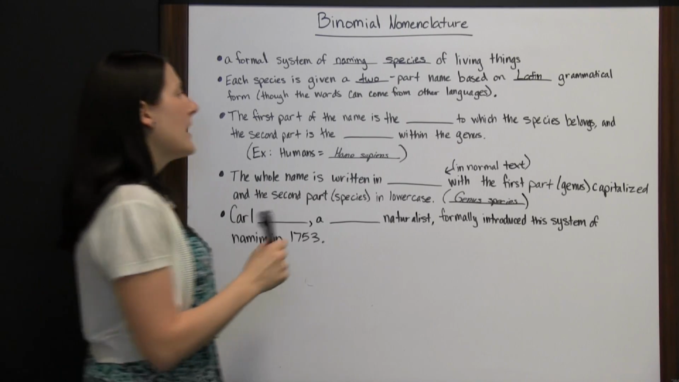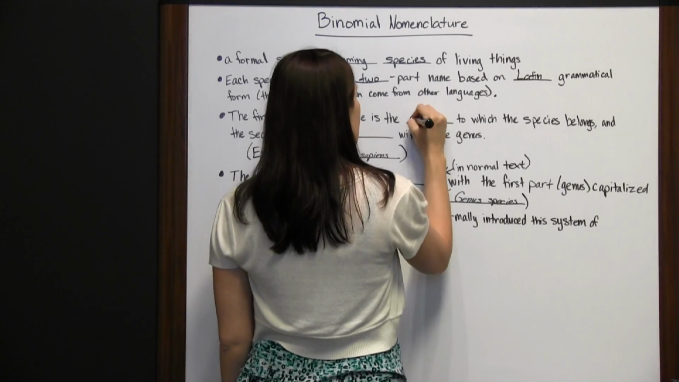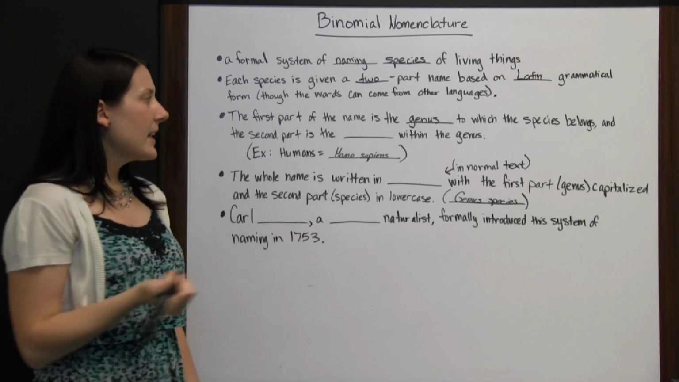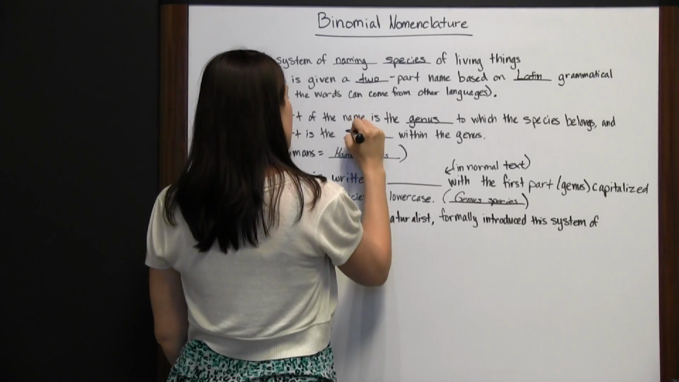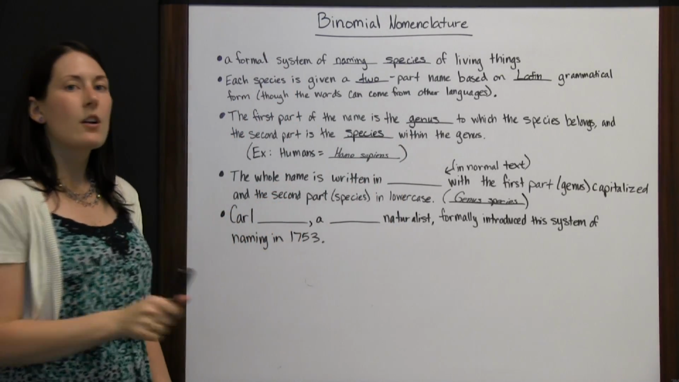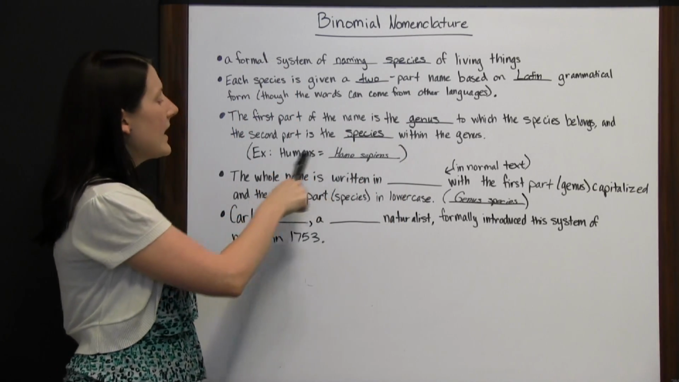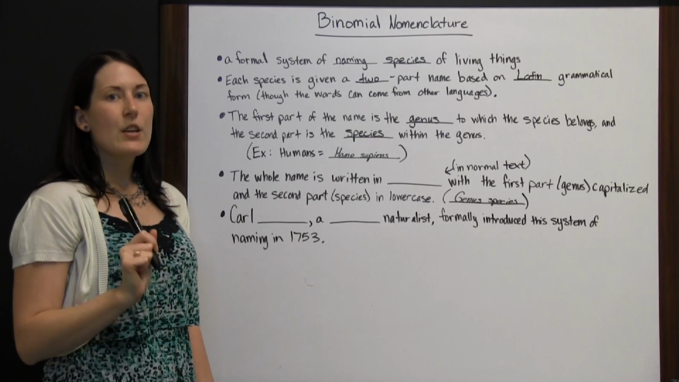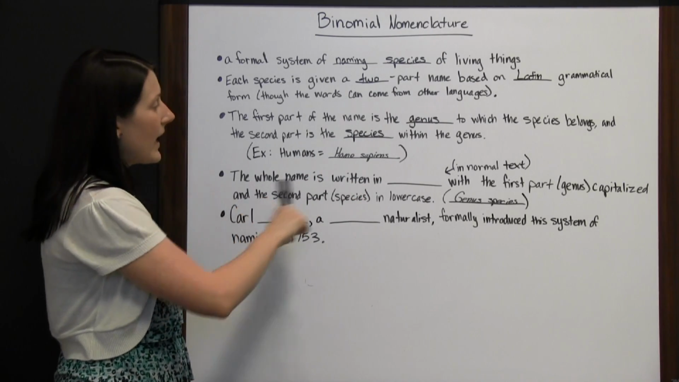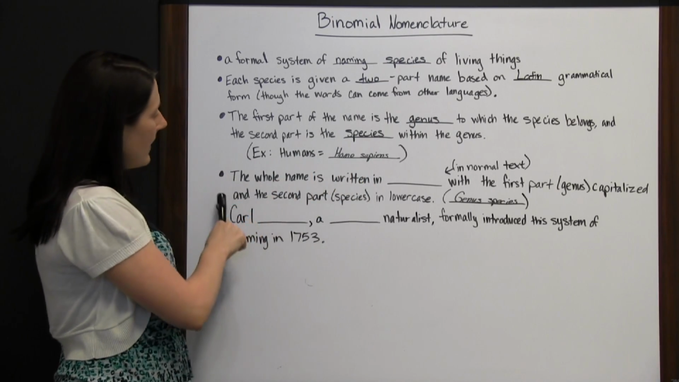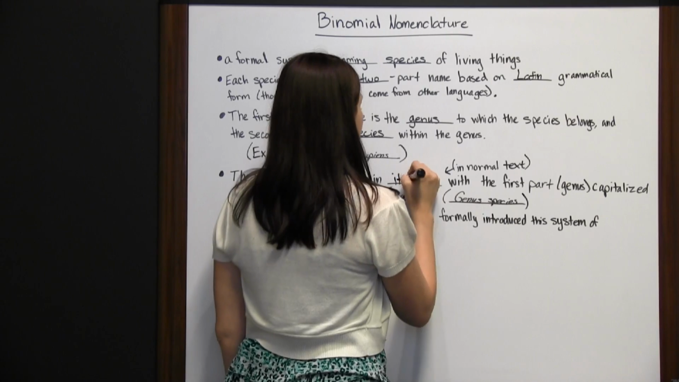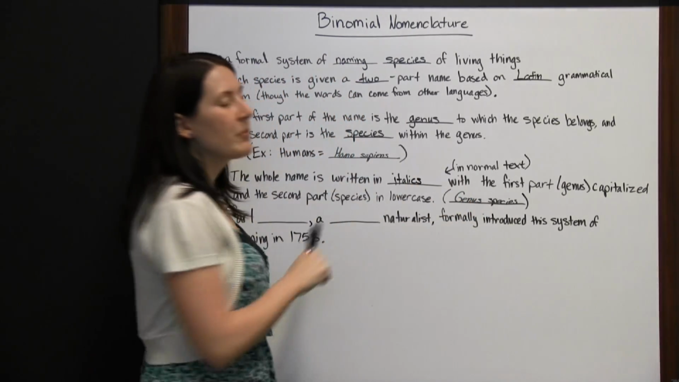Now the first part of the name is the genus to which the species belongs, and the second part is the species within the genus. For example, humans belong to the genus Homo and the species sapiens, so we would be known as Homo sapiens. Note how it is written as well. The whole name is written in italics. Now, this is in normal text.